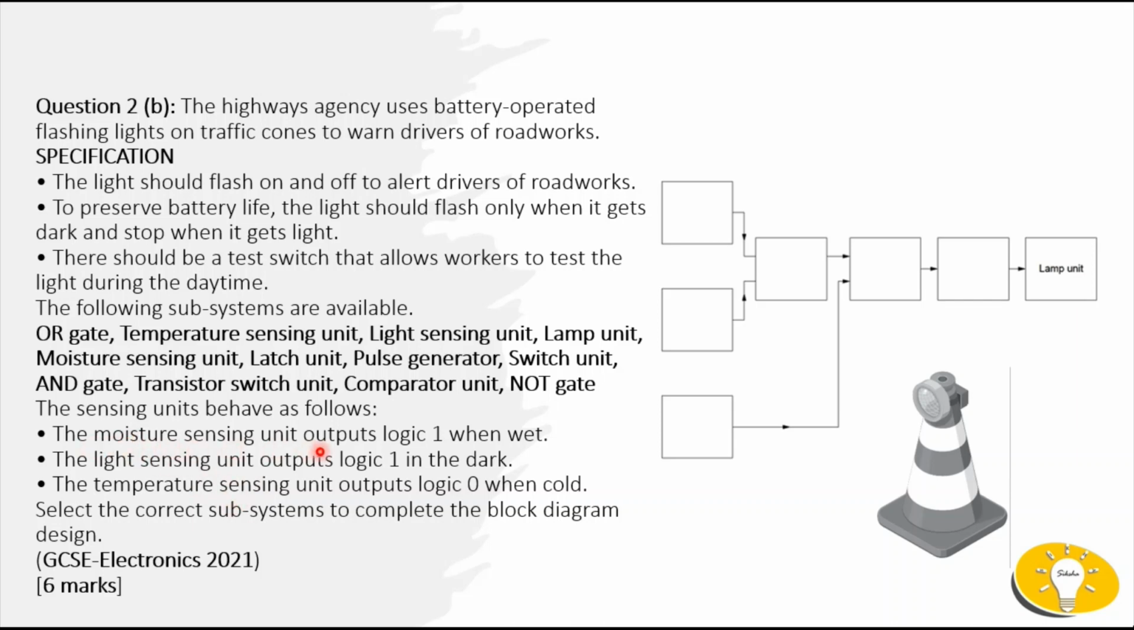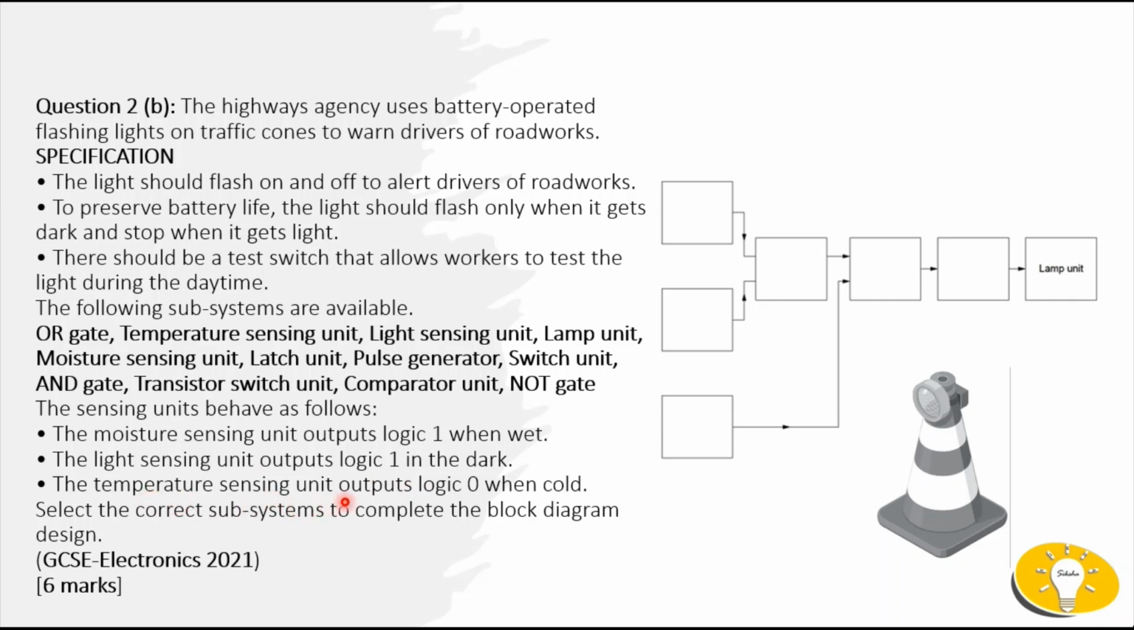Now the working of some of the sensing or input units is given here. The moisture sensing unit outputs logic 1 when it is wet. We don't need the moisture sensing unit. The light sensing unit outputs logic 1 when it is dark, so accordingly we will have to use the correct gate. The output of the light sensing unit will be 1 when it is dark.